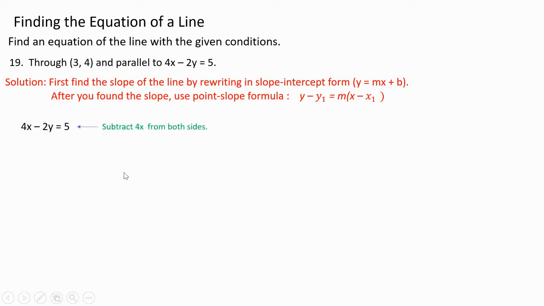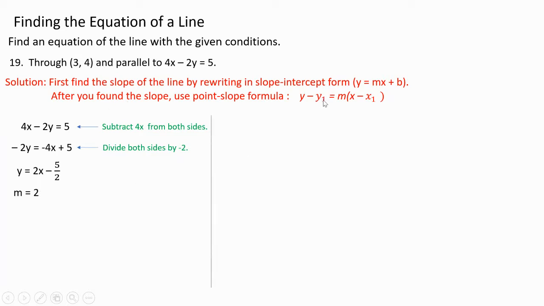So I have to put it in slope-intercept form. I subtract 4x from both sides, which leaves us with -2y equals -4x plus 5. Then we divide everything by -2. So we get 2x, because -4 divided by -2 is 2, and 5 divided by -2 is -5/2. We don't care about the b or the y-intercept. We only care about the slope. So my slope is 2.